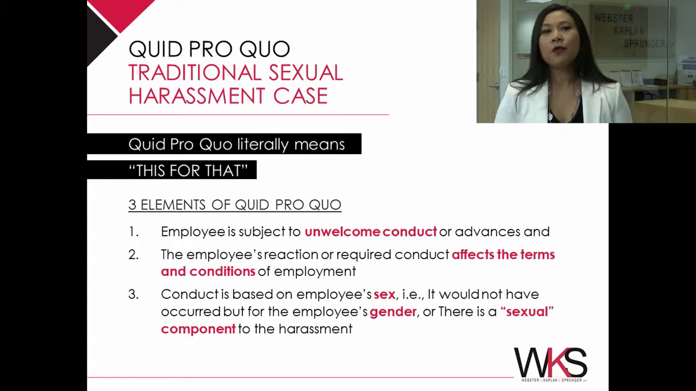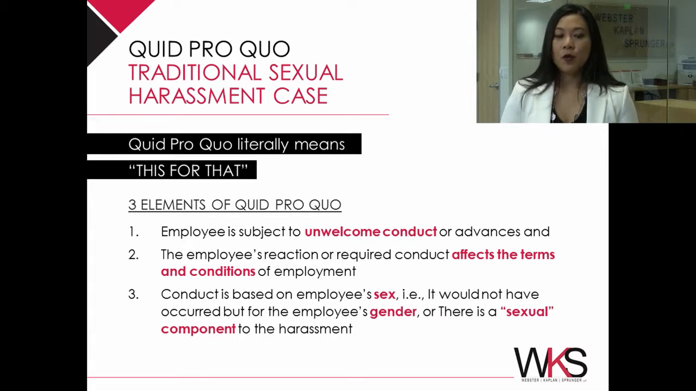All right, so let's go through the elements of quid pro quo, which is the first category that I mentioned. As I stated, number one, you have to have unwelcome conduct, right? So the employee has to be subjected to unwelcome conduct. Secondly, the employee's reaction or required conduct has to affect the terms and conditions of employment. And thirdly, you have to have conduct that has a sexual component involved in it. Classic example that I provided you is the supervisor asking the subordinate out and conditioning that sexual favor with regards to some kind of raise, some kind of good performance evaluation.